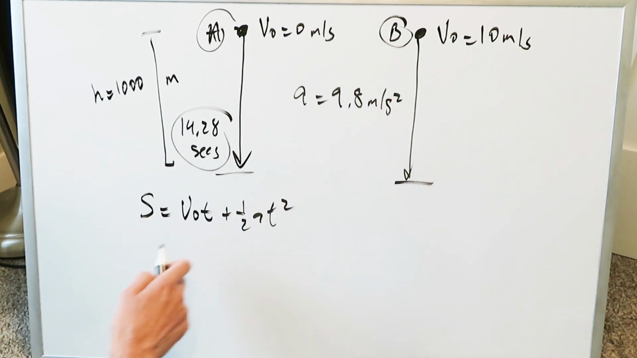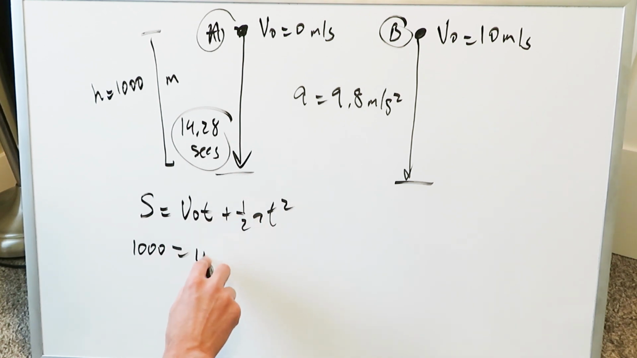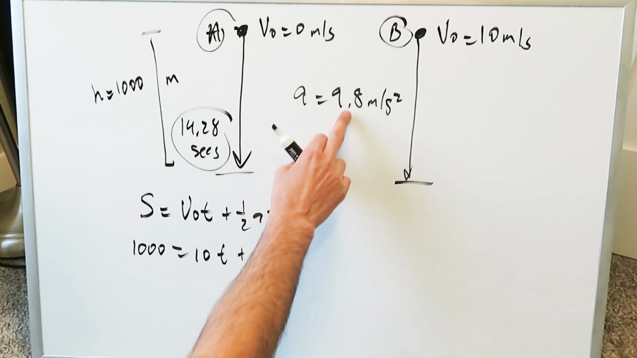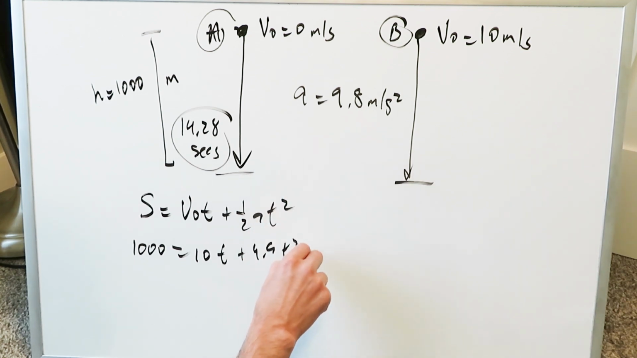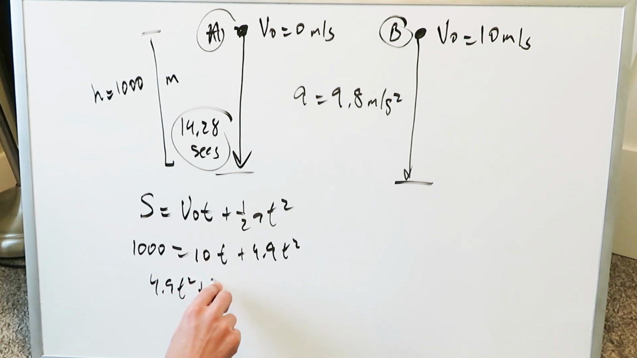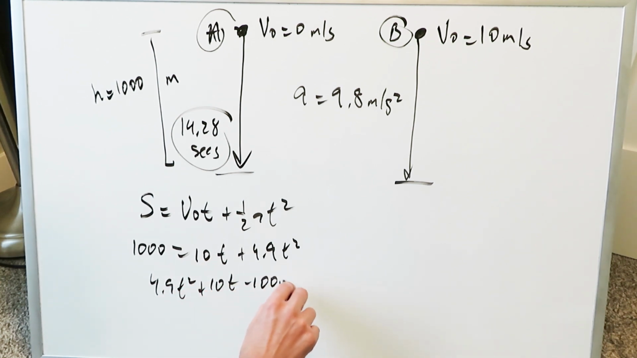Plug in the items you know. You know the height over here is 1000 meters. You know initial velocity here is 10. You know time has to be determined. You have half a. Half times 9.8 is 4.9 t squared. Bring everything onto one side. You have 4.9 t squared plus 10t minus 1000 is equal to 0.